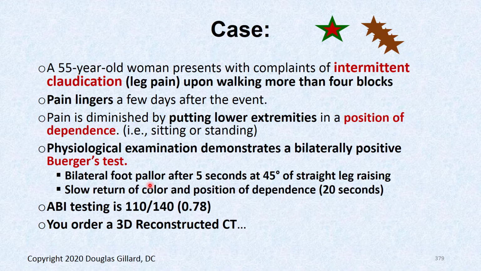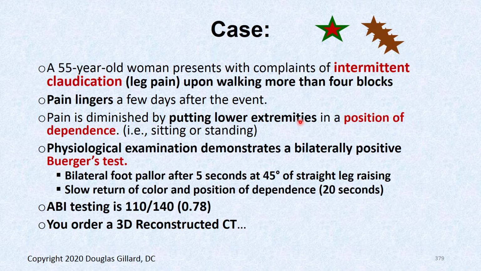A 55-year-old presents with complaints of intermittent claudication. So she walks 4 blocks and her legs cramp up and feel weak, and they have some leg pain as well. Usually if the pain lingers for a few days, they actually have pain while they're walking. So then it feels better after she takes NSAIDs. The pain feels particularly good if she puts her lower extremities in a position of dependence.